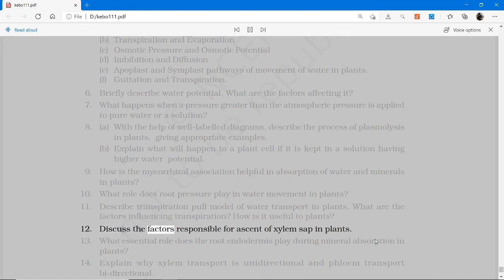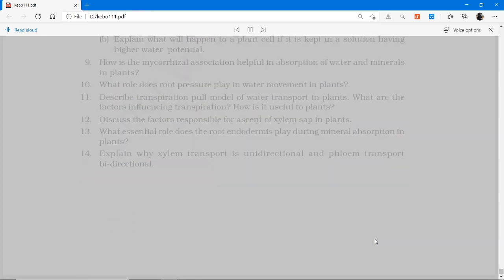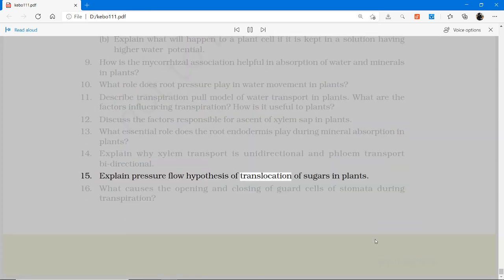12. Discuss the factors responsible for ascent of xylem sap in plants. 13. What essential role does the root endodermis play during mineral absorption in plants? 14. Explain why xylem transport is unidirectional and phloem transport bidirectional. 15. Explain pressure flow hypothesis of translocation of sugars in plants. 16. What causes the opening and closing of guard cells of stomata during transpiration?